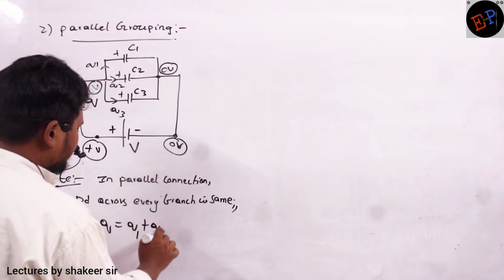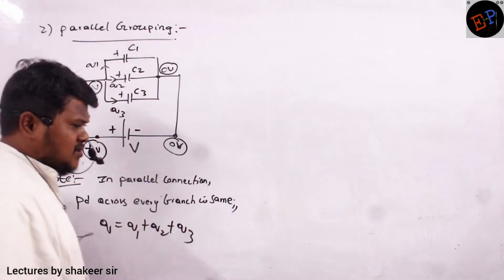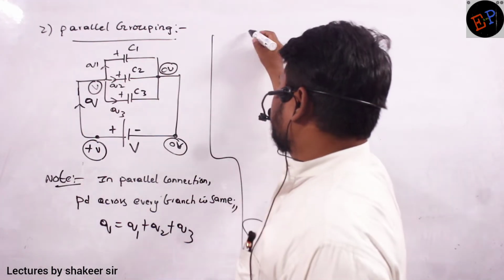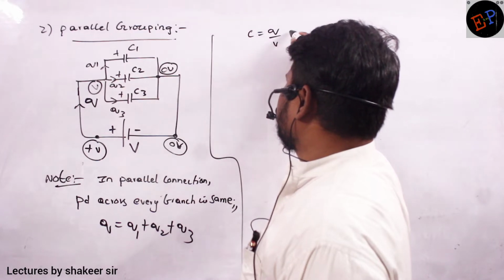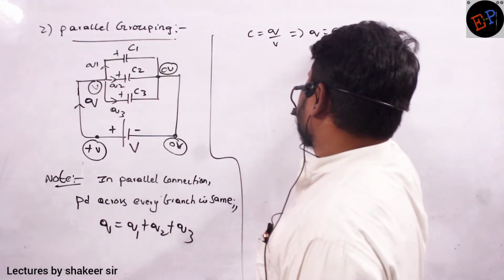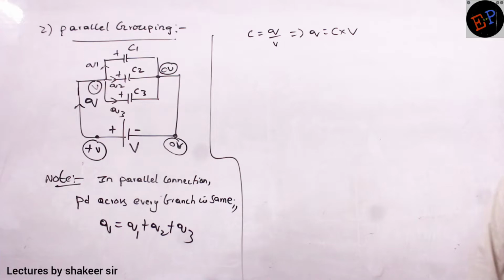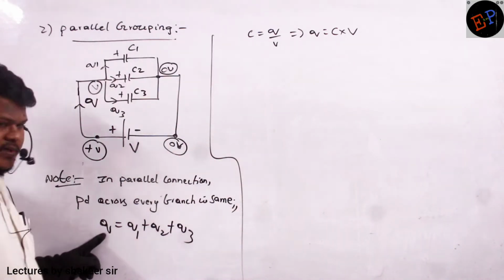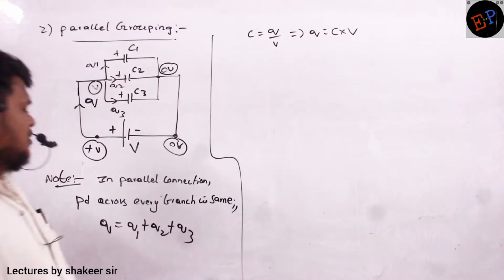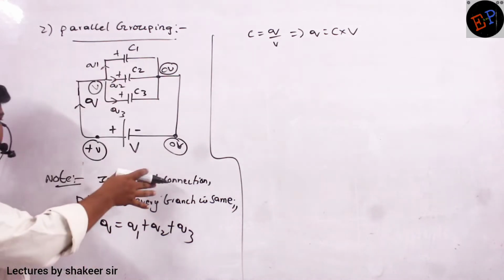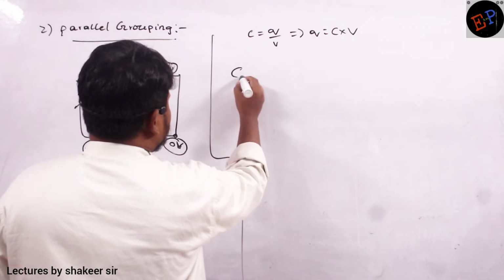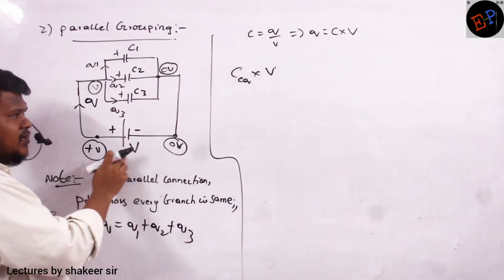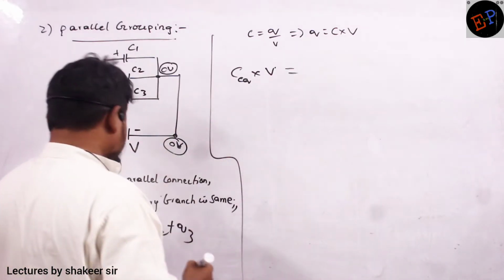Q is equal to Q1 plus Q2 plus Q3. This is how the charge was distributed. So we know that C is equal to Q by V, therefore Q is equal to C into V. Instead of Q, what can I write? Q is the charge supplied in the total circuit, so I will take the capacitance of the total circuit: C equivalent multiplied by the potential given by the battery. This is equal to Q1 plus Q2 plus Q3.